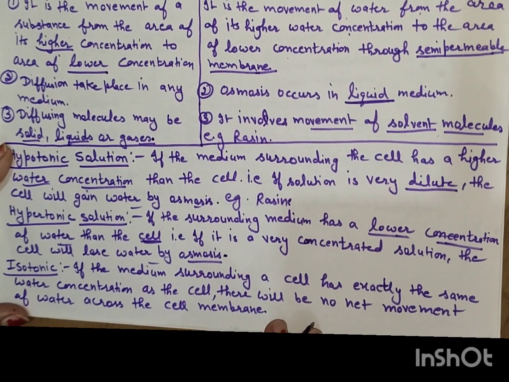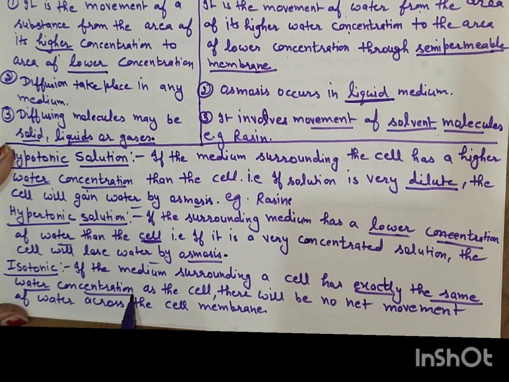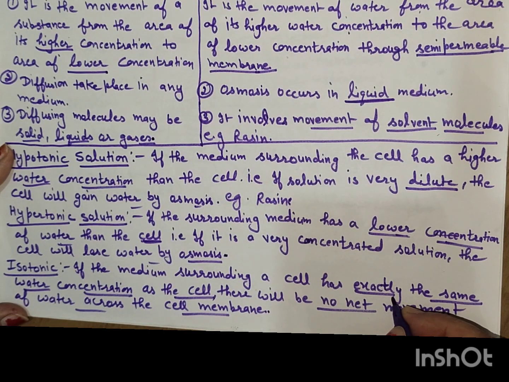Now the isotonic solution. If the medium surrounding a cell has exactly the same water concentration as the cell, there will be no net movement of the water across the cell membrane. This is called isotonic solution.